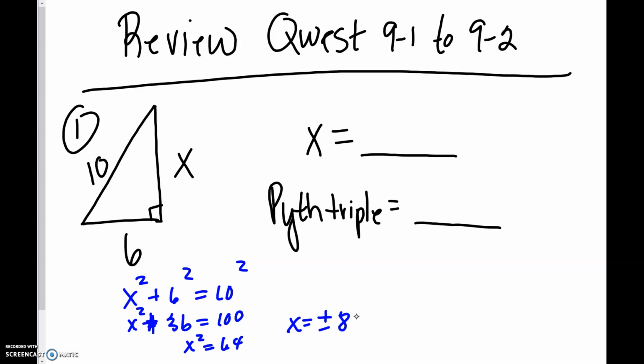Now, if we're talking about the length of the side of this triangle, we are just going to use the positive principal square root, and we're just going to use the 8. Now, is this a Pythagorean triple or not? Well, because it's 6, 8, 10, and they're all whole numbers, yes, this is a Pythagorean triple.